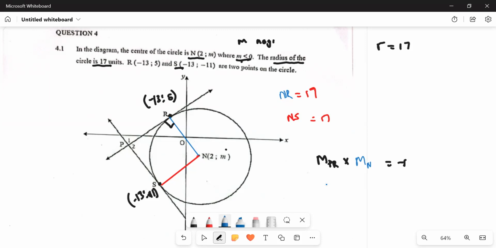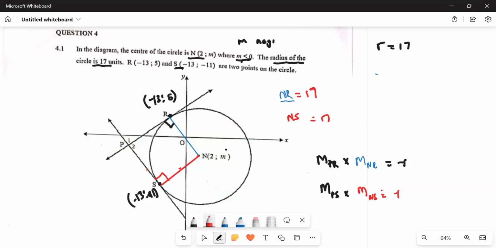How then do we go about it after that? We continue and say something like, here, we said we have NR. What else do we know? We know we have M of PS. Can you see M of PS? M of PS multiplied by M of NS. Why this? Again, this one is a radius. What is this? This one is a tangent. So M of PS multiplied by M of NS is going to give us -1.